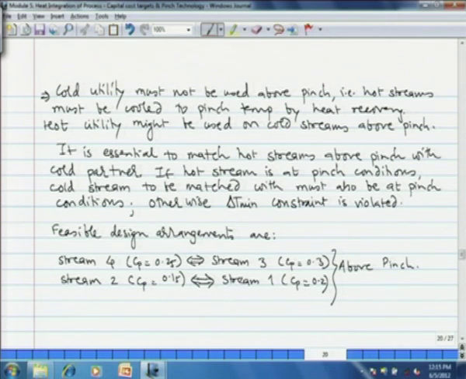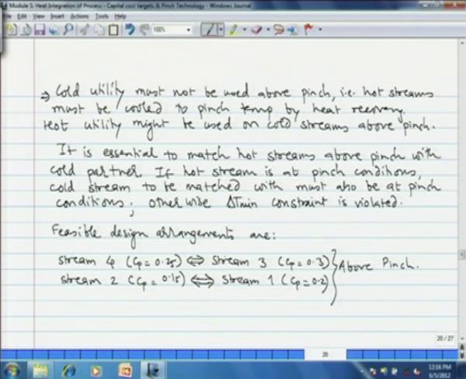Cold utility must not be used above pinch, that is, all hot streams must be cooled to pinch temperature by heat recovery in the above pinch region. Hot utility might be used on cold streams above pinch, if they are not able to meet the temperature targets. It is essential to match the hot streams above pinch with a cold partner. If the hot stream is at pinch condition, the cold stream to be matched with it must also be at the pinch condition, otherwise the delta T min constraint is violated.